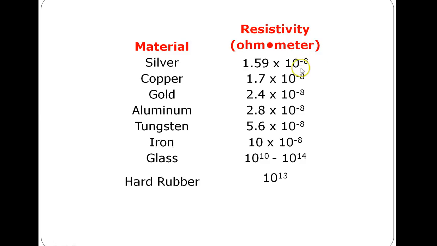We're talking about really small values. And notice that copper is actually not as good a resistor as silver. So, why don't you wire your house with silver wire? Most people have copper wires in their house. Well, obviously that would be a cost issue.